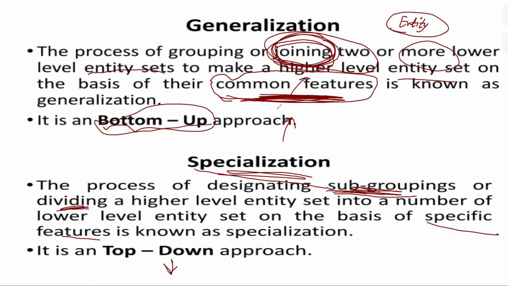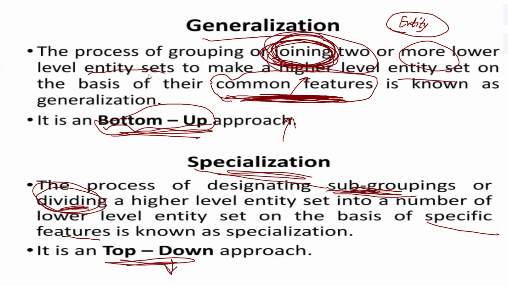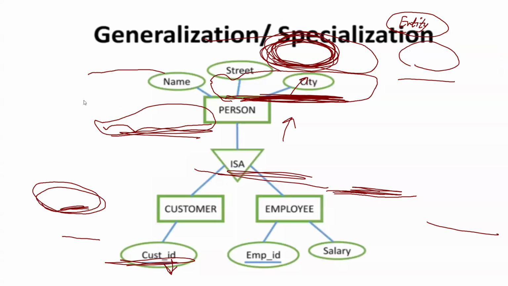So what is the difference between generalization and specialization? We will join two or more entities based on common features in generalization. And in specialization, we will be dividing our entity set based on some special features. Generalization is a bottom-up approach and specialization follows a top-down approach. So let's take an example to understand better.